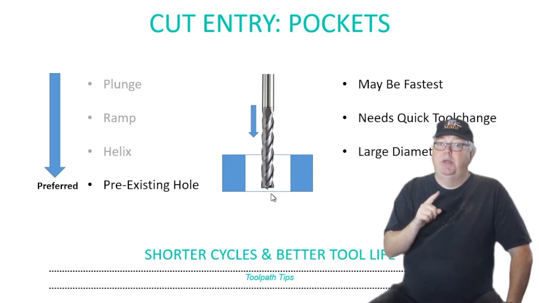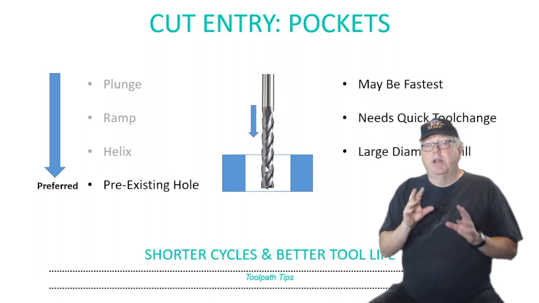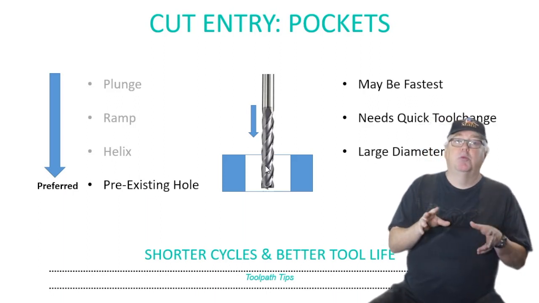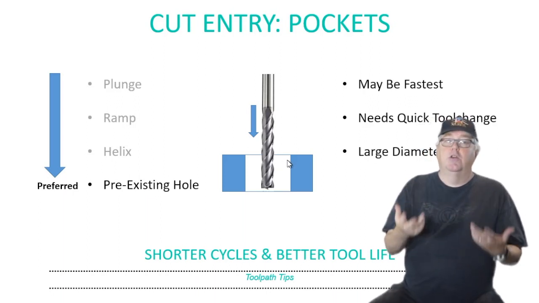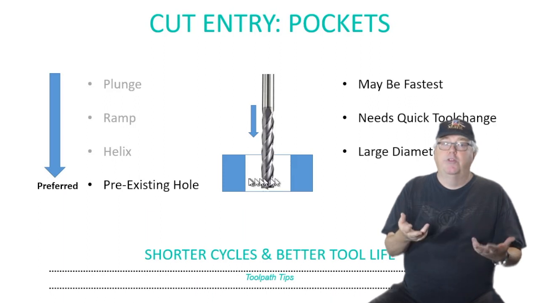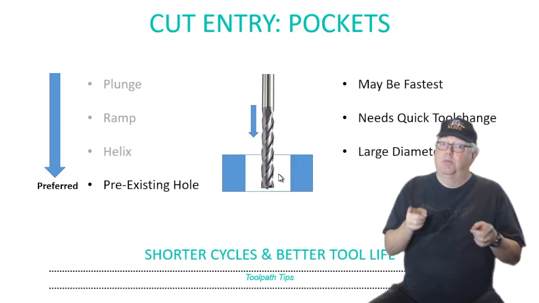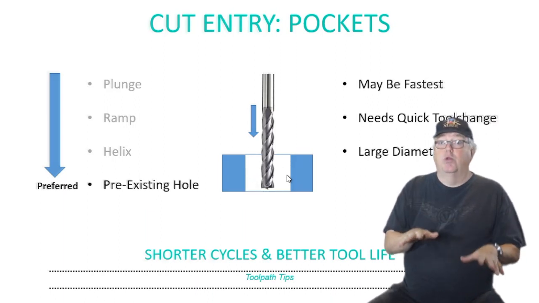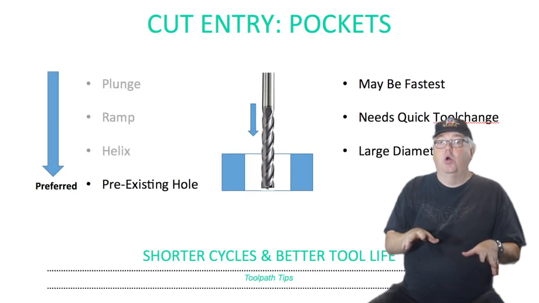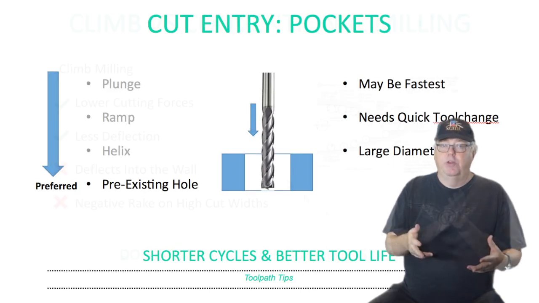The trick is going to be whether your savings from the higher material removal rate will offset the cost of the additional tool change. One way to save is to stack multiple parts on a fixture so you only have to pay for that tool change once for all the parts. That helps a lot. It's always worth considering a pre-existing hole if you have it available to you.